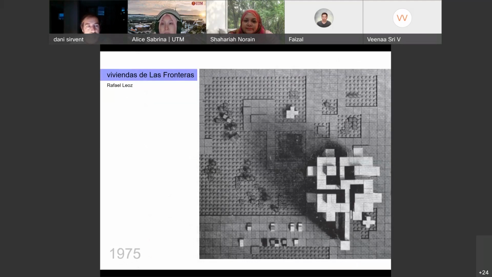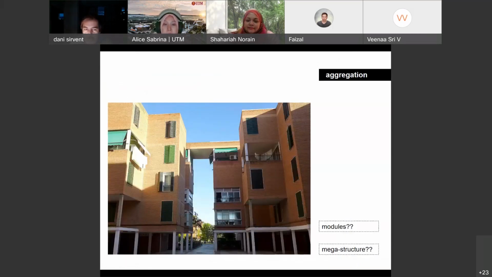It was some housing in the year 1975, and it looks like this. You can't find modules here, you can't find the structure, because the technology we had in Spain 40, 50 years ago wasn't for creating these light prefabricated elements.